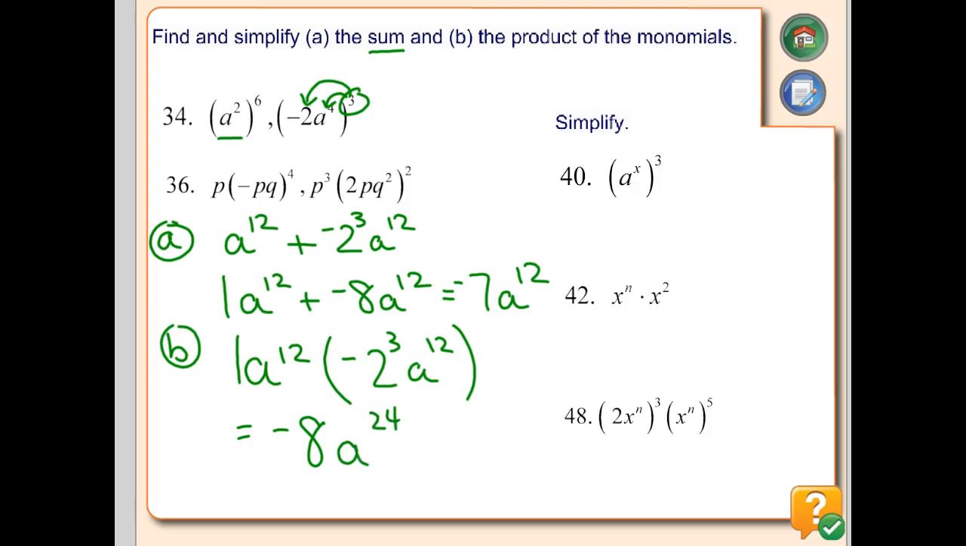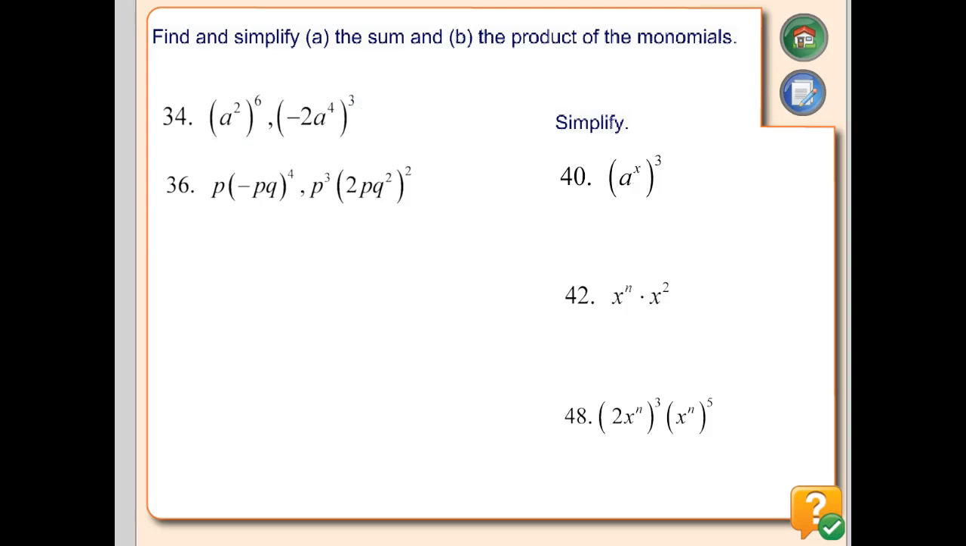So see the difference? I really like this problem because it shows us in A what we do with like terms when we're adding. We just look at the numerical coefficients, and it shows us what to do when we're multiplying. Now, number 36, I'm going to get rid of this so we have some room to write. Number 36 is a little hairier, so let's see if we can look at it.